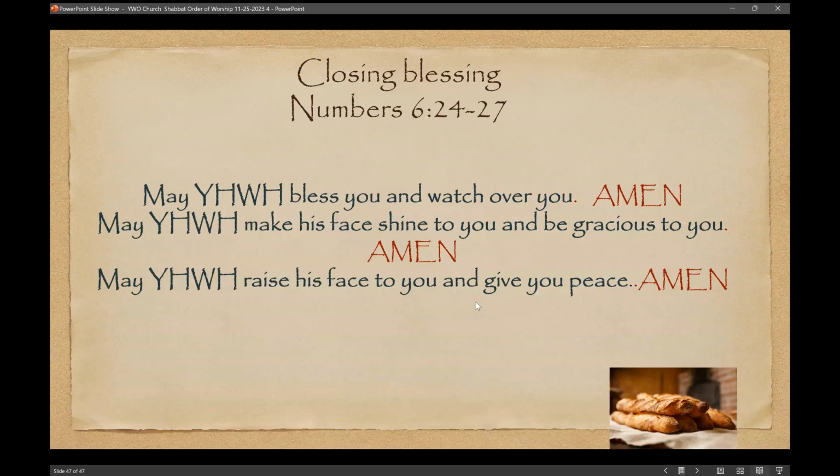Anyway, and then the closing blessings. One of you, the moderator typically, will read the closing blessings, and then there's a response. So Amanu, meaning I believe or I affirm, is the response of the people present, and the moderator or whoever has volunteered to read this says, "May Yahweh bless you and watch over you. Amen. And then may Yahweh make his face shine to you and be gracious to you. Amen. May Yahweh raise his face to you and give you peace. Amen." And that's it.